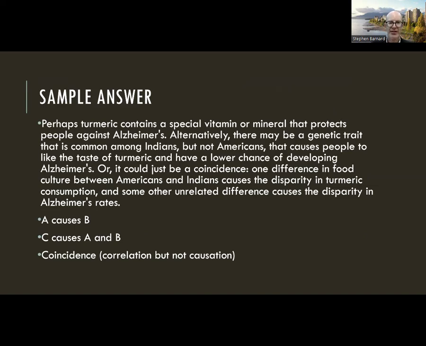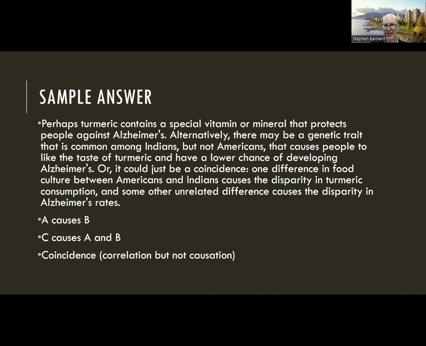Perhaps turmeric contains a special vitamin or mineral that protects people against Alzheimer's. A causes B: a special vitamin in turmeric causes people to get less Alzheimer's disease, protects them. Alternatively, there may be a genetic trait that is common among Indians or South Asians, but not Americans, and that causes people to like the taste of turmeric and have a lower chance of developing Alzheimer's. So this could be C causing A and B.